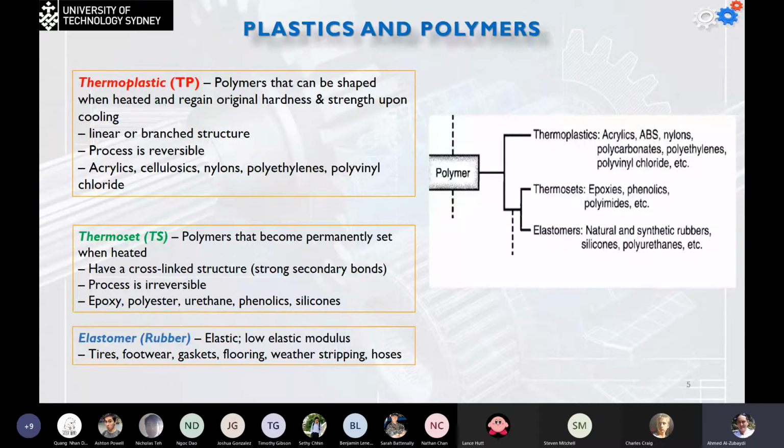So the plastic can be classified mainly into three different categories. The first one is the thermoplastic. The other one is going to be the thermosets. And the third one is going to be the elastomers. Thermoplastic is almost every plastic we have around us.